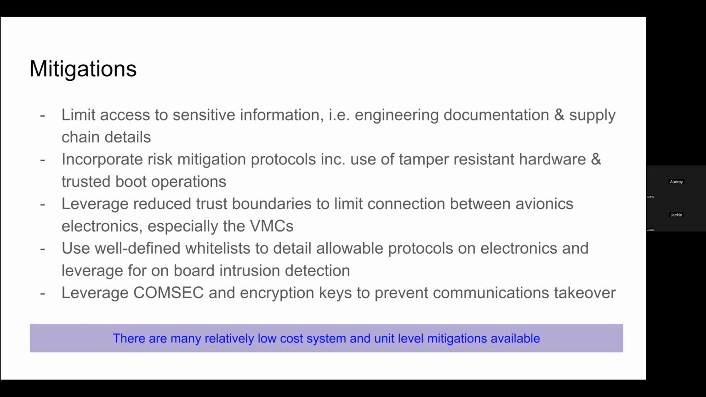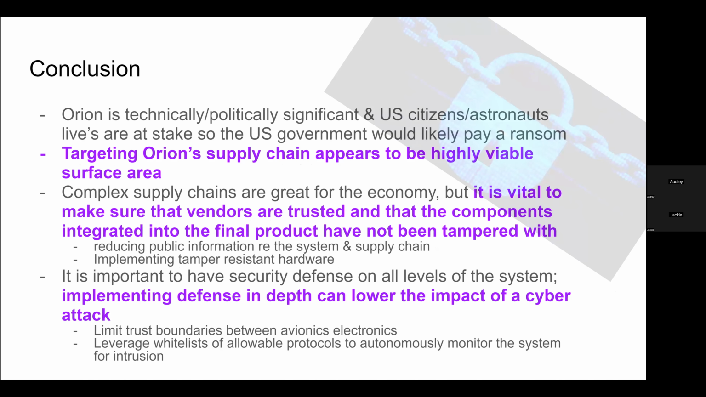So in conclusion, Orion is technically and politically significant to the US, and the astronauts' lives would be at stake in this attack. So we believe the government would pay a ransom. Targeting Orion's supply chain appears to be a highly viable surface area, and there's reason to believe our attack would be successful. It's vital to make sure that vendors are trusted and that the components integrated into the final product have not been tampered with. And then we can see from this description of an attack that it's important to have security defense at all levels of the system, and that as we implement defense in depth, we can lower the impact and severity of a cyber attack.